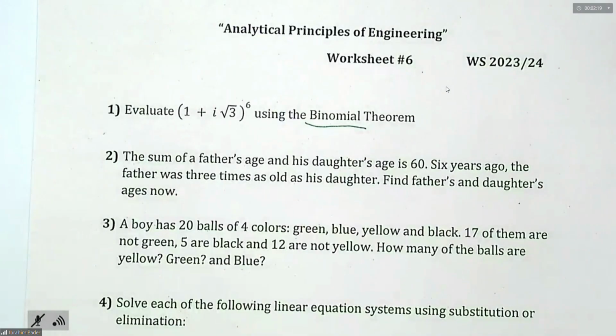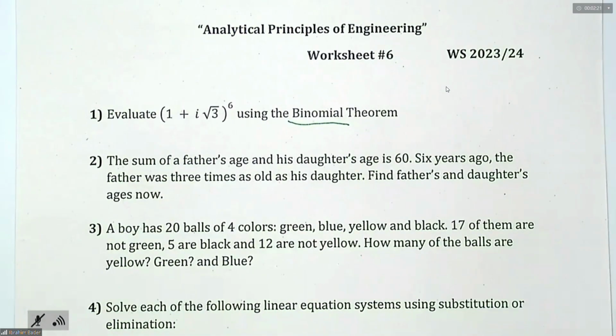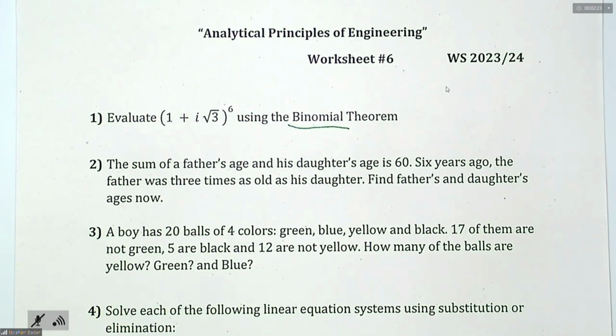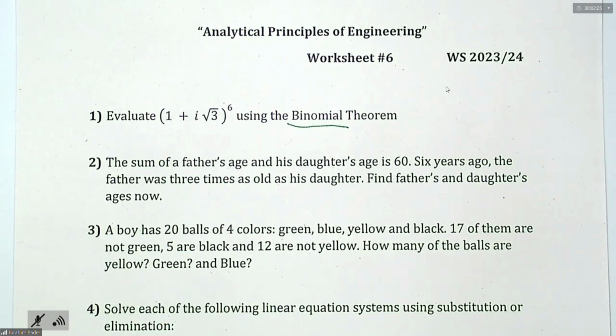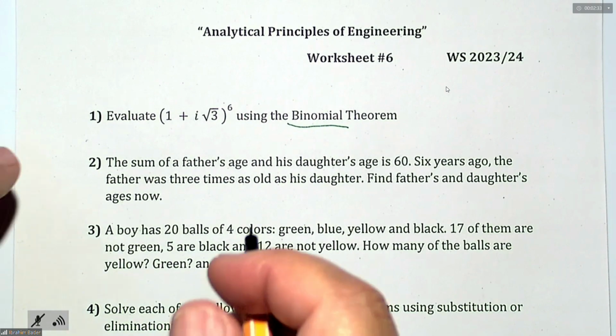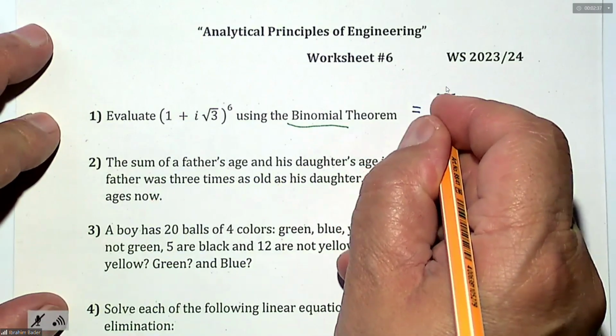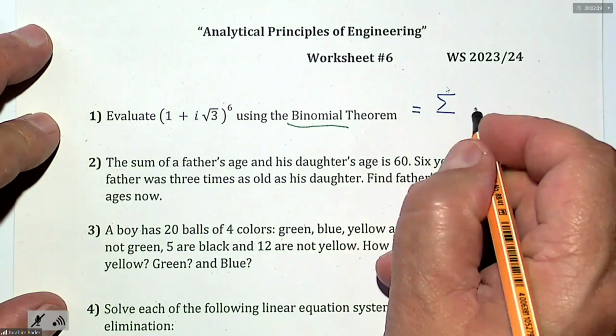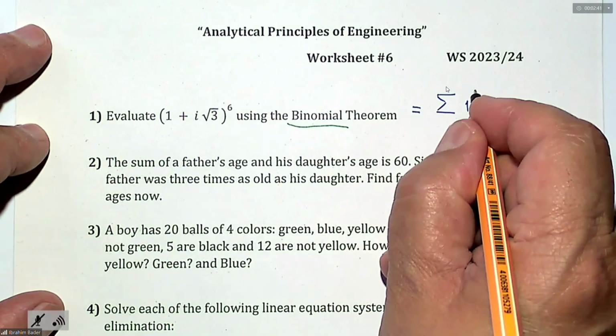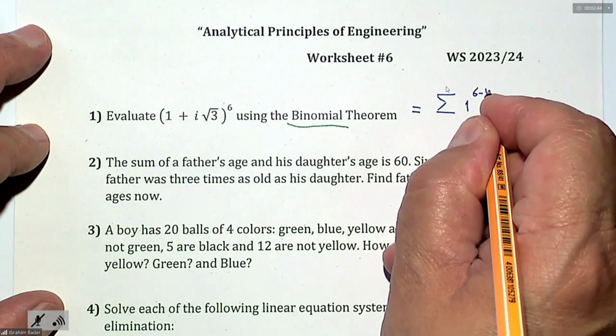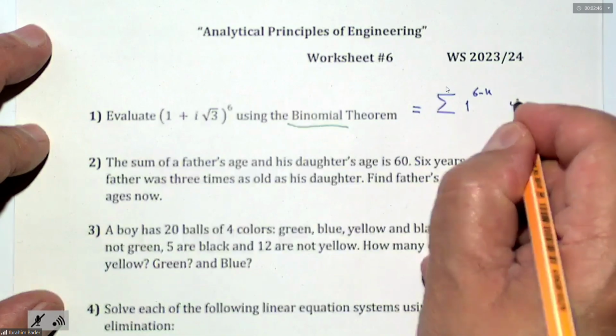And here we need to evaluate it using the binomial theorem formula. What is the binomial theorem formula for that one? It says the following, that this is equal to the sum of 1 to the power 6 minus k times i.